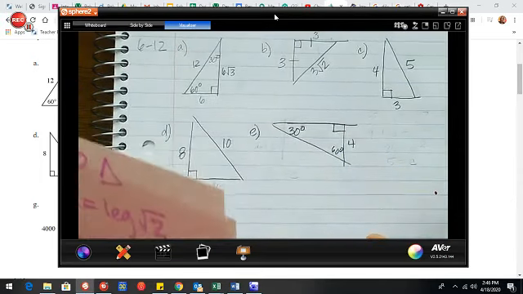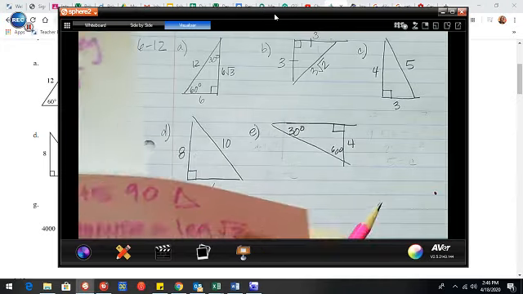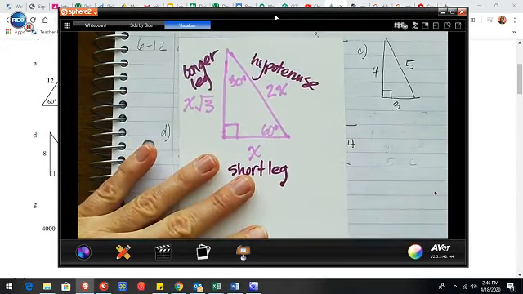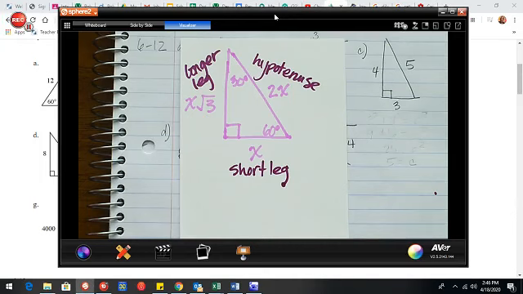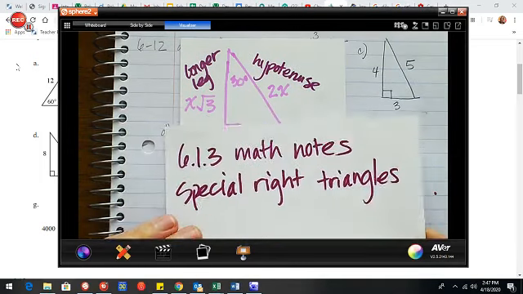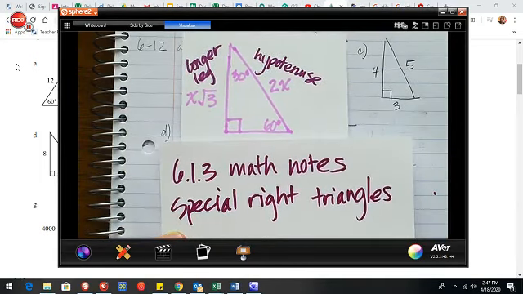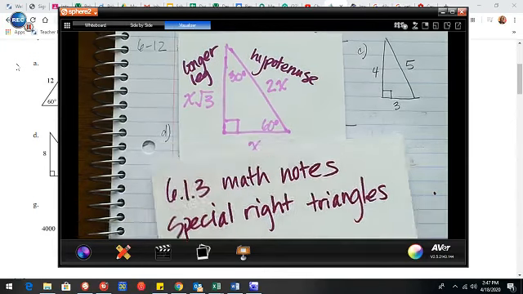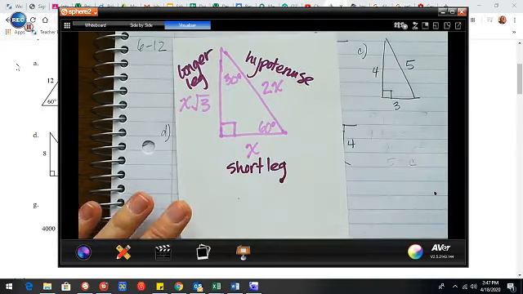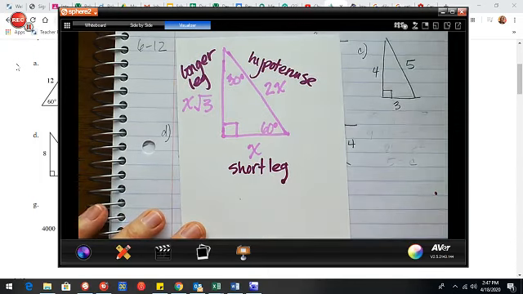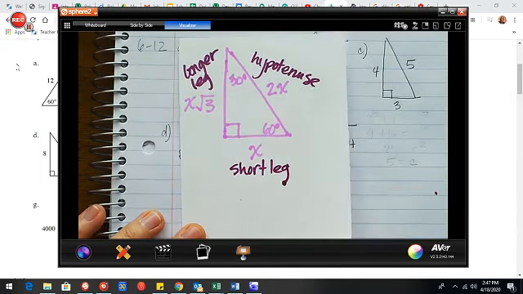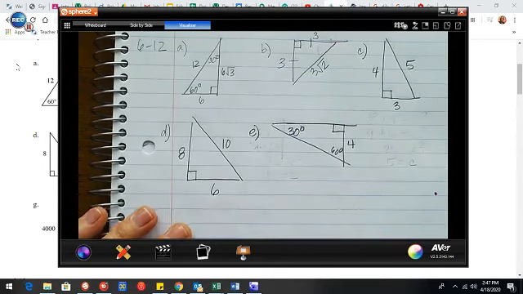So if you don't have these nailed down, you can either take notes and make a little card like I have here, or these are summarized in the math notes in lesson 613 in your ebook, or you could just pause the video and make a little card with this information. It really pays off when you're rushed to know these shortcuts.